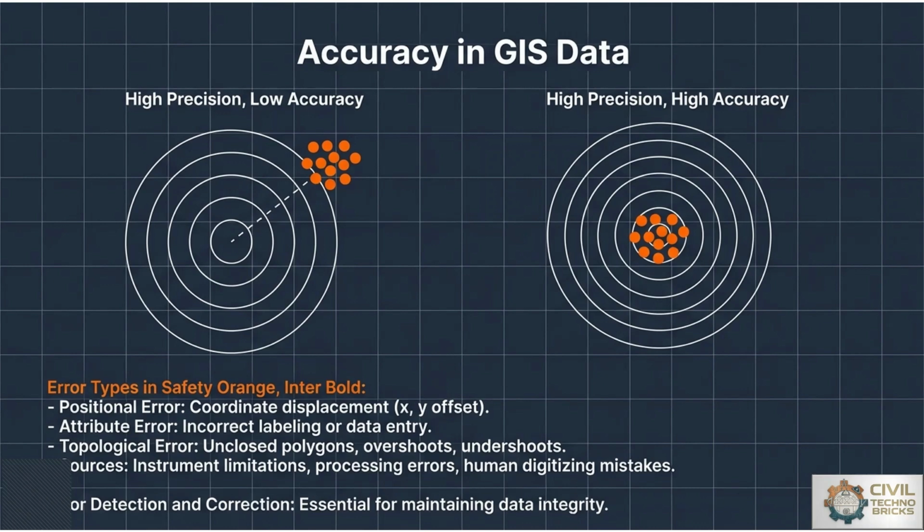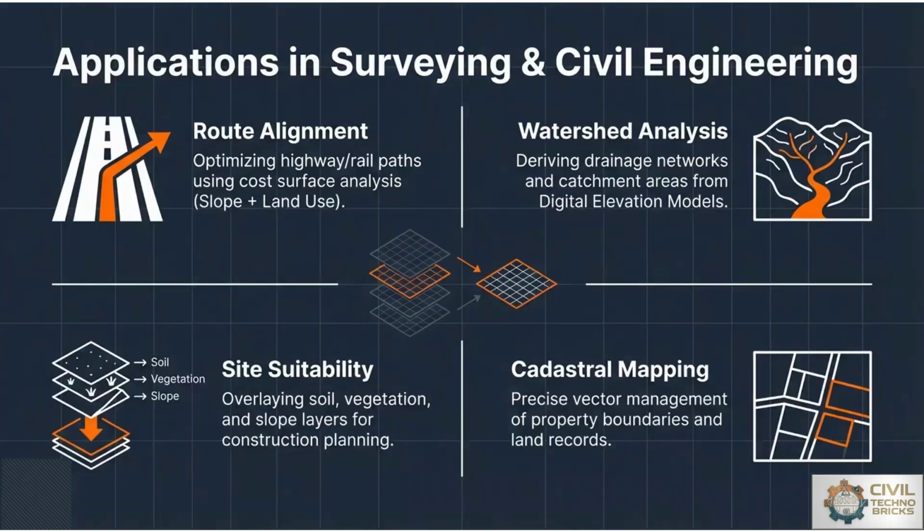So what are the sources, and how do we improve the accuracy in GIS data? Instrument limitations, processing errors, and human digitizing mistakes. Error detection and correction is the most important point to improve the accuracy in GIS data, which is essential for maintaining data integrity. So data integrity, or we can say data safety, is most important, based on that accuracy, those characteristics, and that precision level.